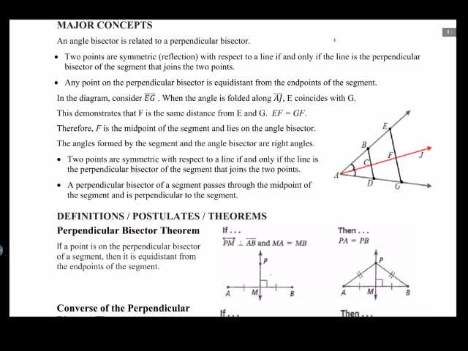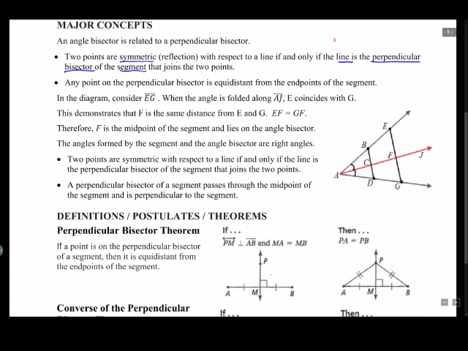The major concepts that we are going to be talking about, these are some big ideas here. An angle bisector, which we did last section, is related to a perpendicular bisector. Now, if 2 points are symmetric, what does symmetric mean? Symmetric just means a reflection. There is symmetry with respect to a line if and only if the line is the perpendicular bisector of the segment that joins the 2 points.